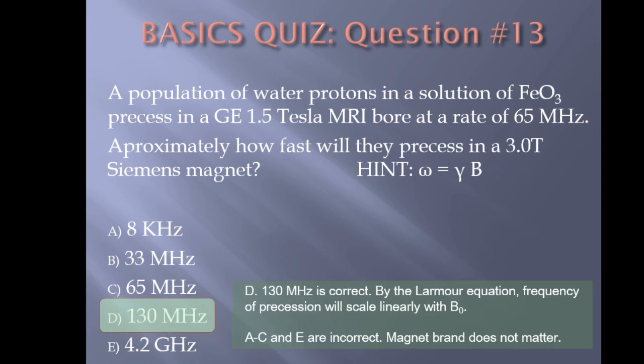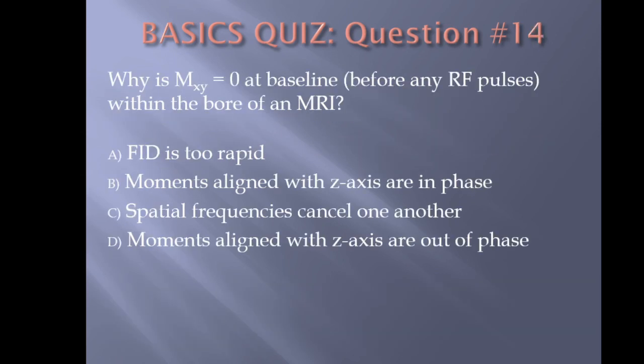Yes, very good, 130. According to the Larmor equation, these relationships are linear. So if you double the B, you're going to double the precessional frequency, because the gyromagnetic ratio, gamma, of the water in that solution is going to remain constant.